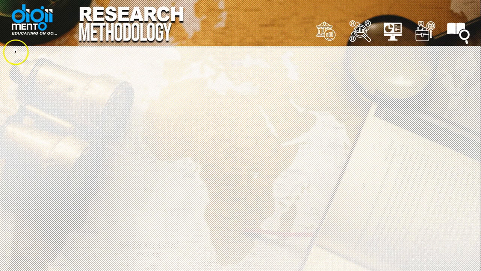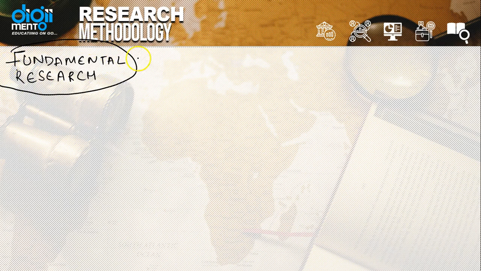So the first classification of research is fundamental research. Just write it down: fundamental research. We also call it pure research and basic research. Why do we call it pure and basic research? Because it is a very initial research, and the goal of the research is to find out the basic truth, or you can say the basic principle about the research.